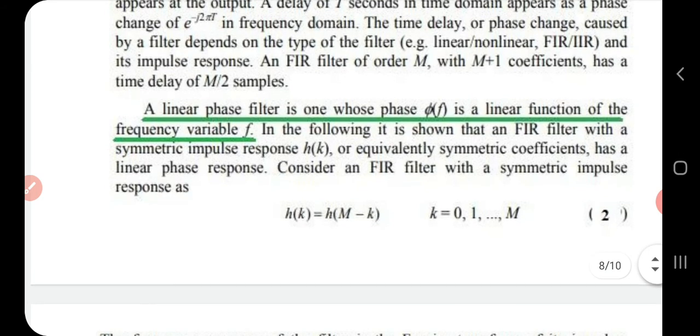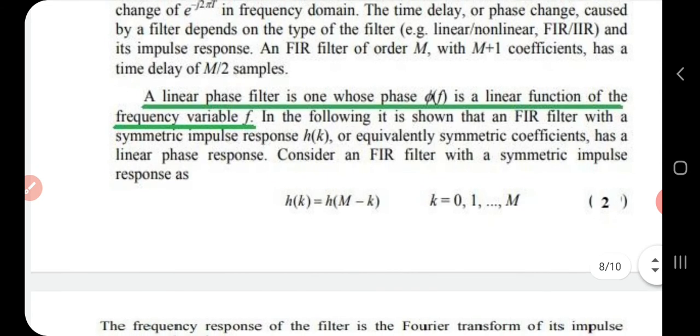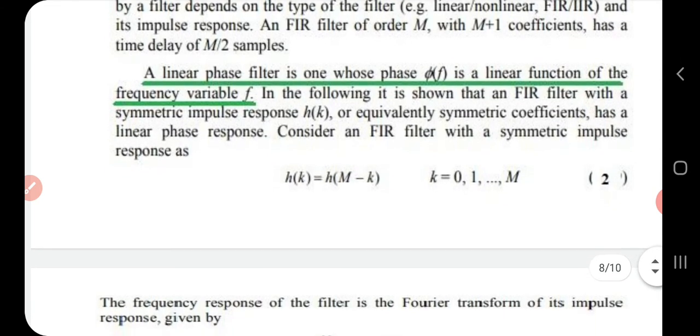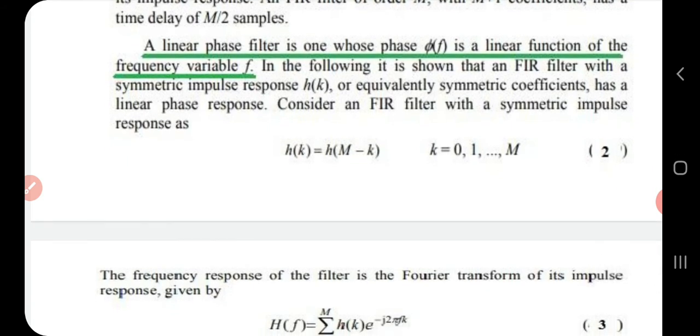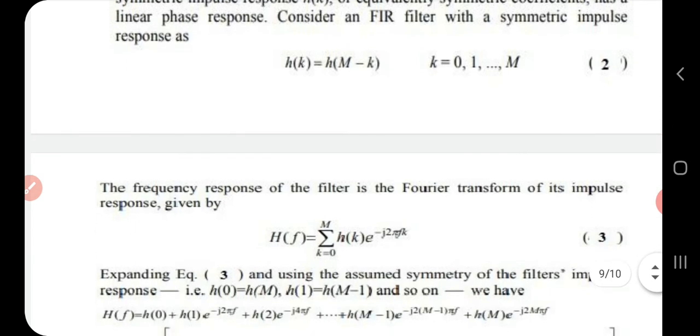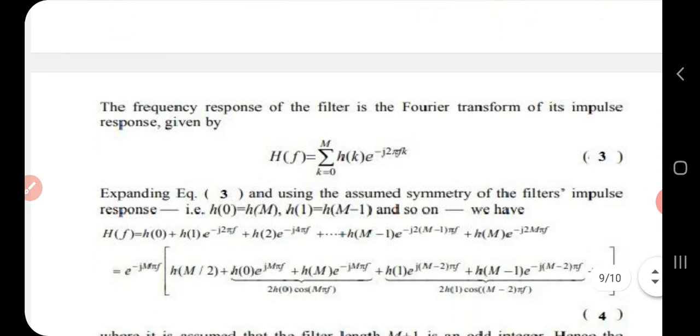Now in the following, it is shown that an FIR filter with a symmetric impulse response h of k, or equivalently symmetric coefficients, has a linear phase response. We consider an FIR filter with a symmetric impulse response given by h of k equal to h of M minus k, where k ranges from 0 to M, and M is the order of the filter. Now the frequency response of the filter is the Fourier transform of its impulse response, given by H of f equal to the summation over k equal to 0 to M of h of k e raised to minus j 2 pi f k. What is e raised to minus j 2 pi f k? It is the phase change, and capital M is the order of the filter.